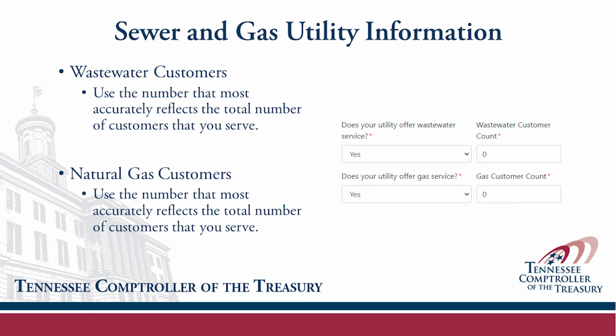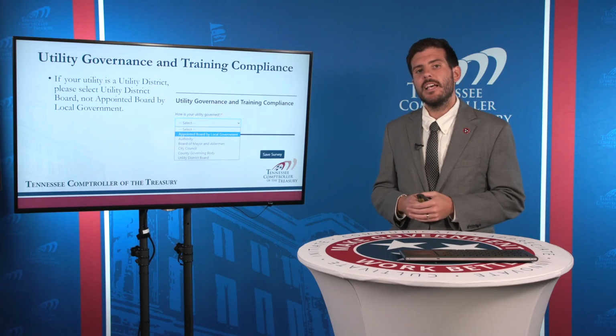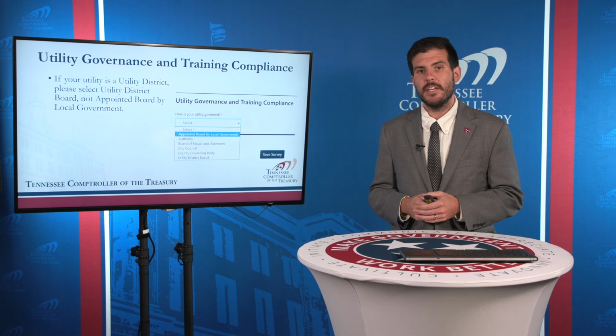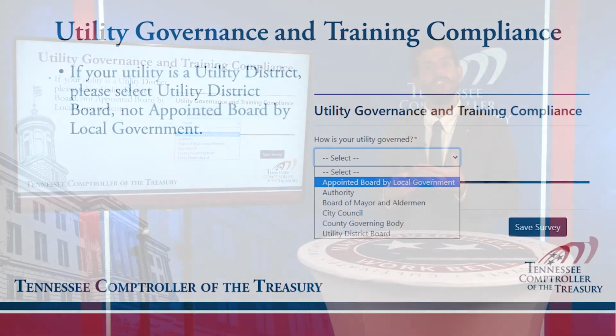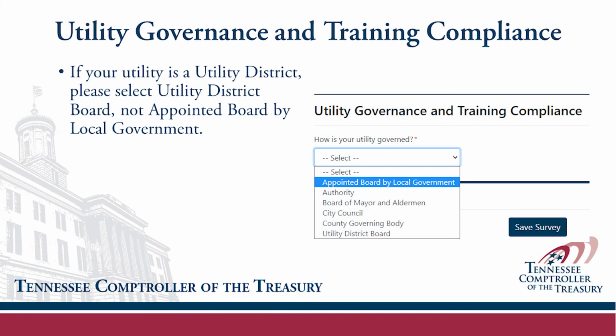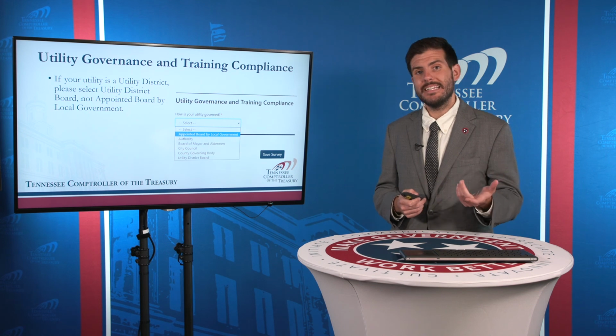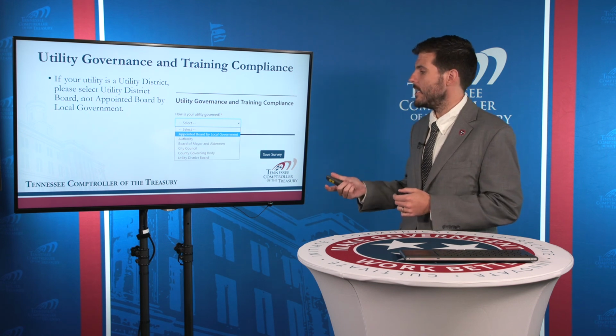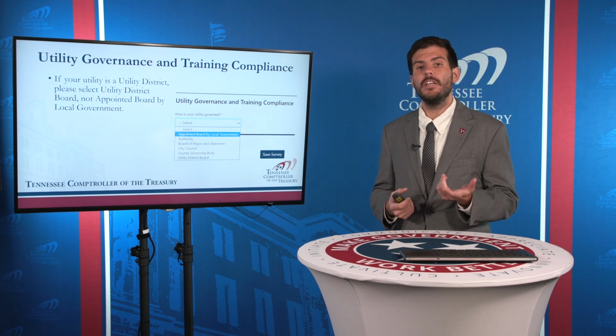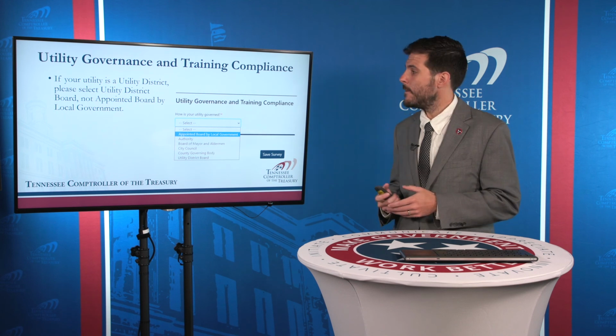The last portion of this has to do with utility governance and training. The first question that we asked is, how is your utility governed? As you can see, there are several options there. Appointed board by local government, authority, board of mayor and aldermen, city council, county governing body, and a utility district board. One note that I have is if you are a utility district, please select utility district board instead of appointed board by local government.